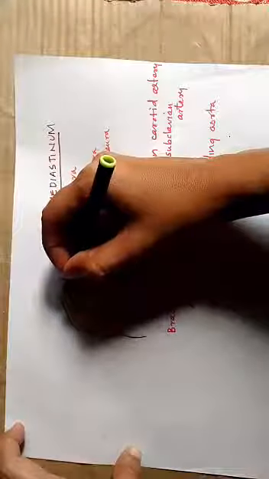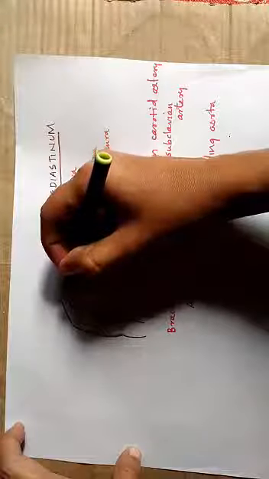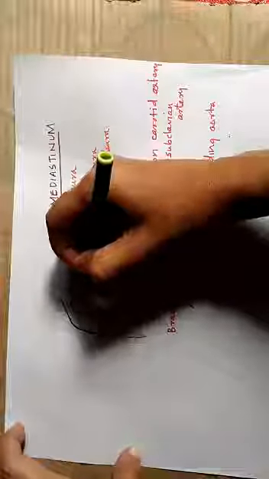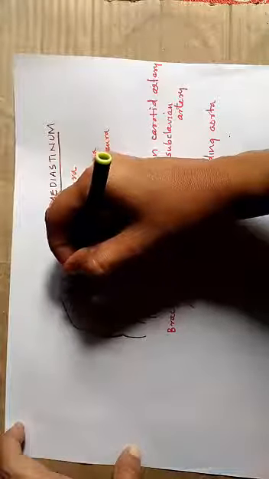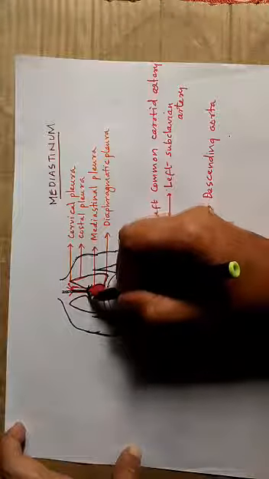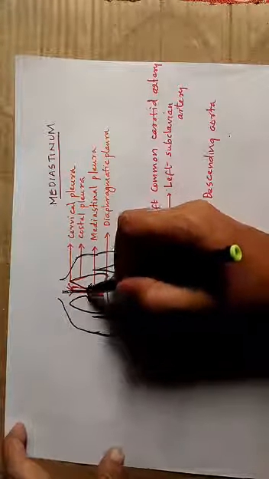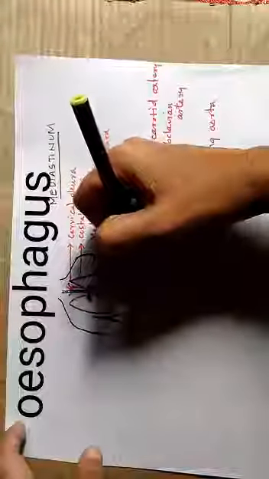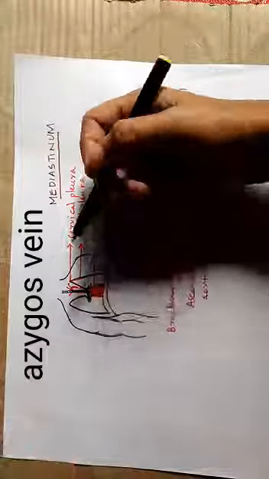Here we have another structure, the trachea, which bifurcates into right and left bronchus and enters the lungs. And just behind the trachea, we have the esophagus or the food pipe, the azygos vein, and the thoracic duct.